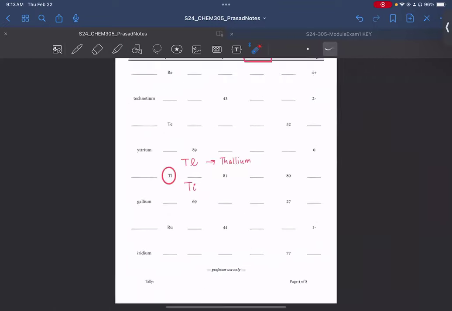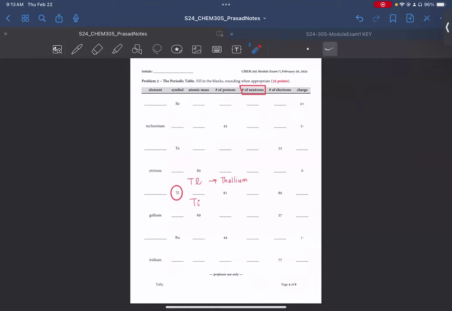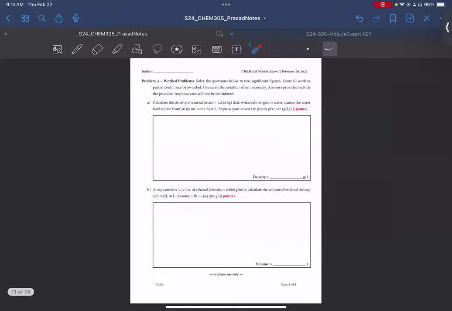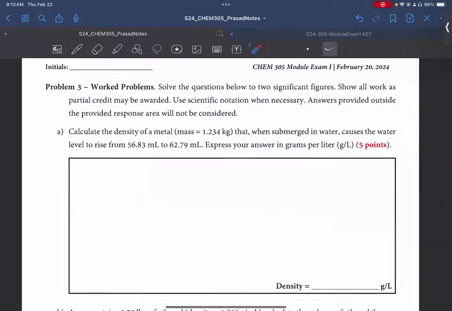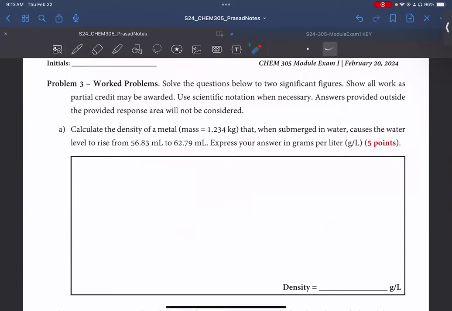No other issues here. I was really happy with the class performance as a whole on this question. If you have any specific queries related to this, come see me after class. Worked problems. This one was the lowest performing question.